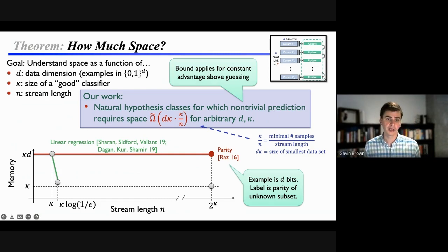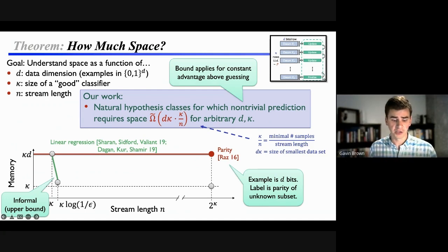Later work, independently by Sharan, Sidford, and Valiant, and Dagan, Kur, and Shamir, proved strong lower bounds for linear regression, again requiring kappa times d memory. However, these lower bounds only hold for a very narrow range of stream lengths. I put it here as log 1 over epsilon. I want to note that this is just an upper bound informally. What they prove is slightly weaker. So this green line is the strongest possible thing you could prove about linear regression.